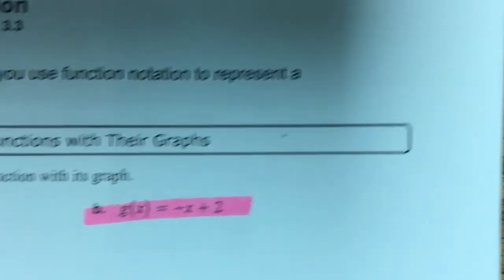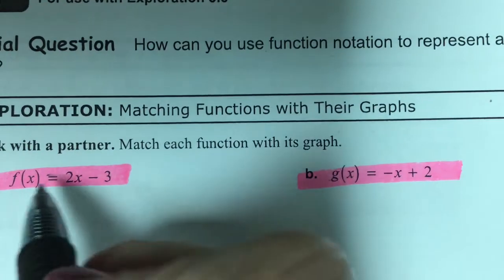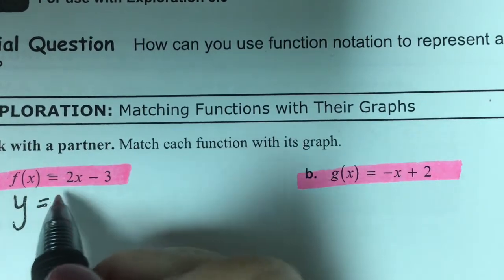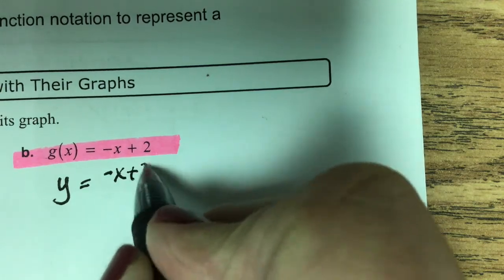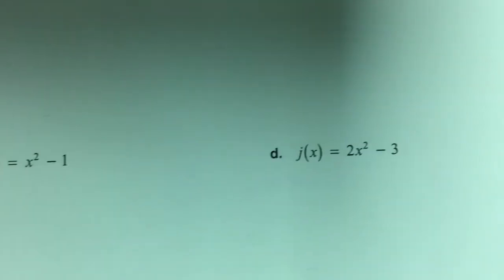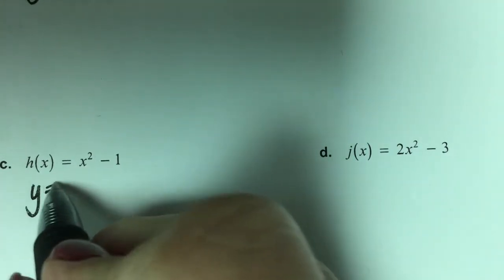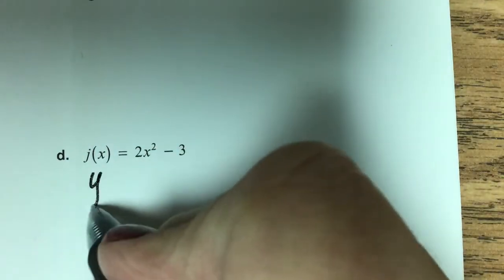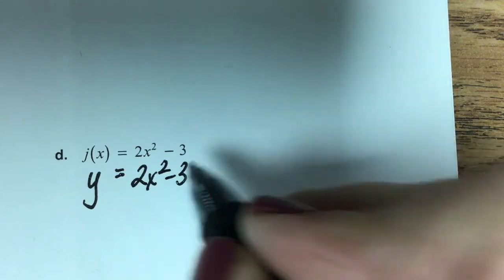So when I go back up to the two that I highlighted pink, one thing I want you to know is that y is the same thing as f of x, and y is the same thing as g of x. It's just a different way to write equations using function notation. y is the same thing as h of x, and y is the same thing as j of x. So all of those are also equal to y.